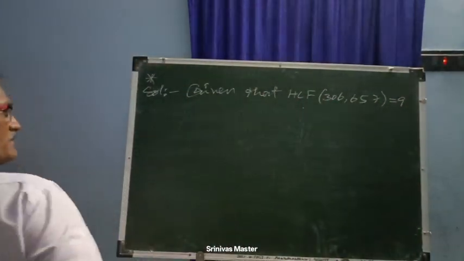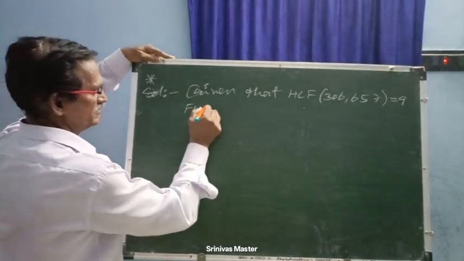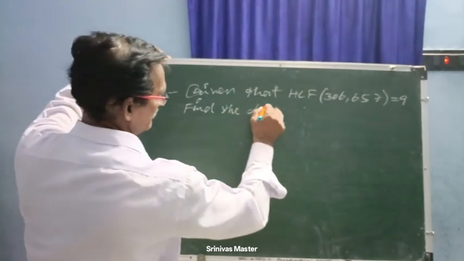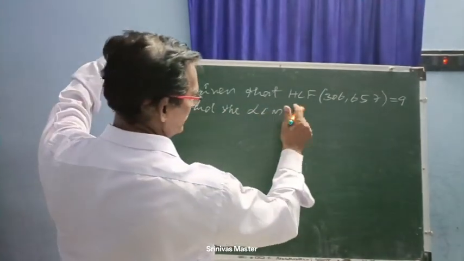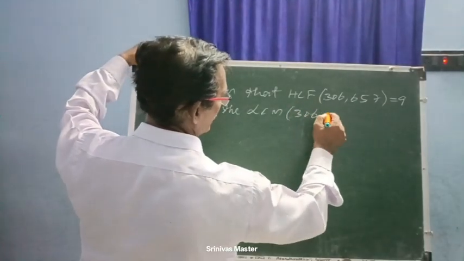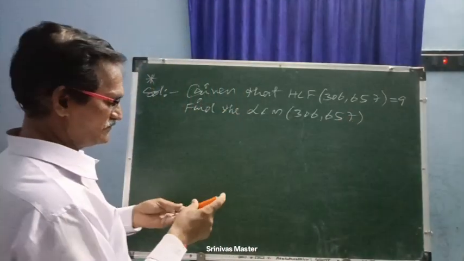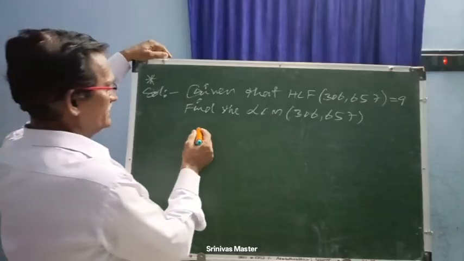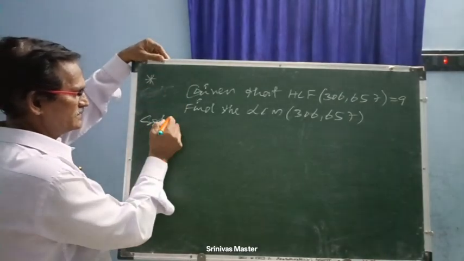Then he is asking to find the LCM of (306, 657). See, children, how to do this solution. So actually this is the question, no? Then the solution, you can see that.